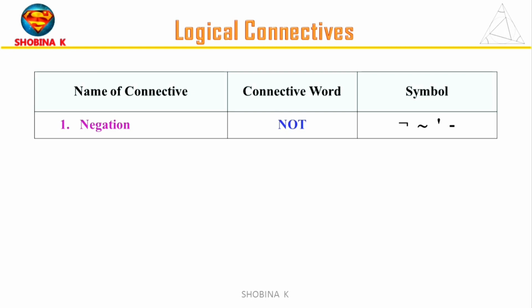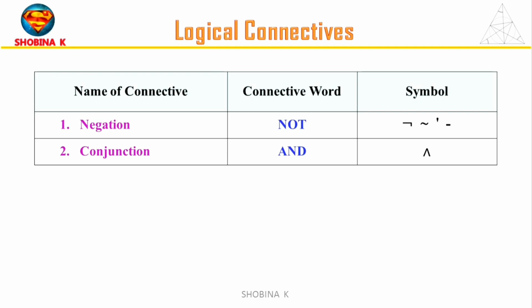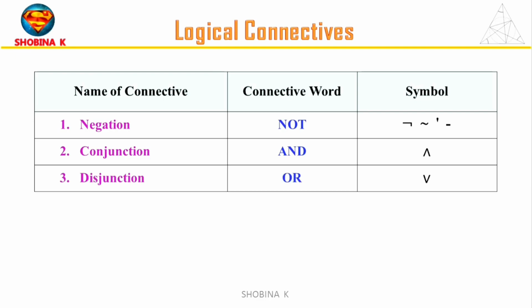In some programming languages, a single quote is used to represent negation. We may also use hyphen or dash to represent negation. And next we have conjunction. The connective word is and the symbol is wedge or caret. Disjunction. The connective word is or and the symbol is a V-shaped symbol.